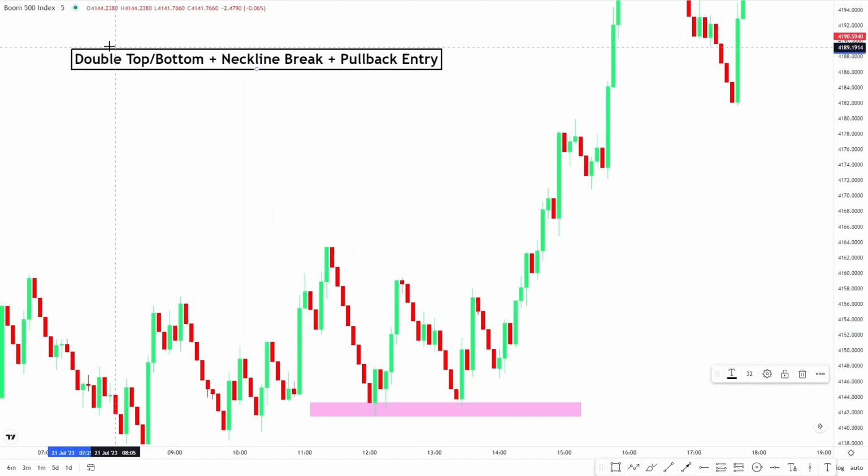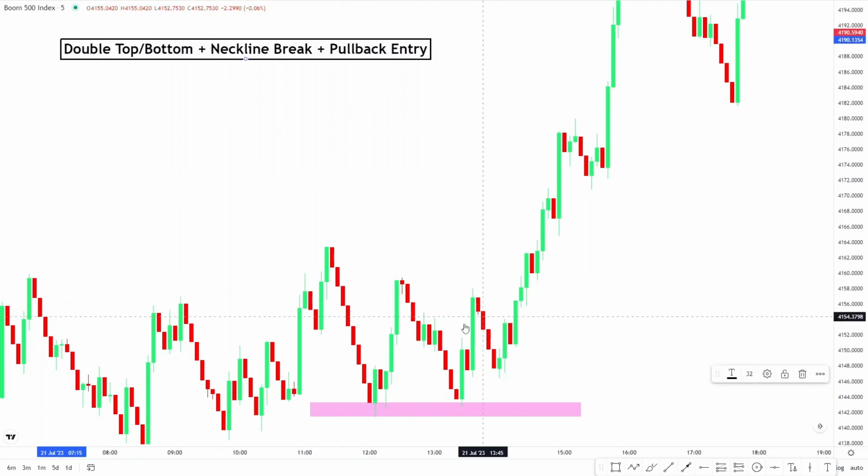Let's look at the second entry setup, whereby we are waiting for the market to give us a nice and clear double top or bottom pattern, and then a neckline break, and then we wait for a pullback, and then we enter the market. Right, so this is Boom 500 index. As we can see, this market was a bullish market because we can see how these structures were being formed.